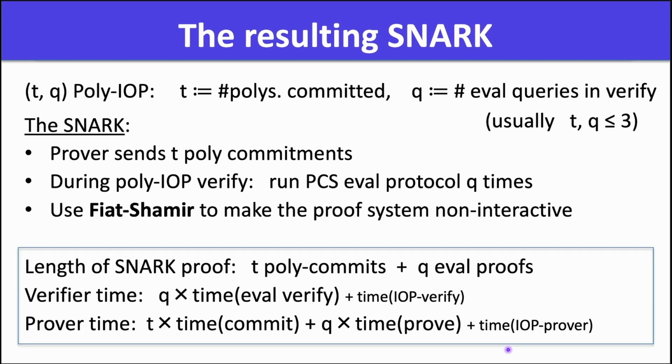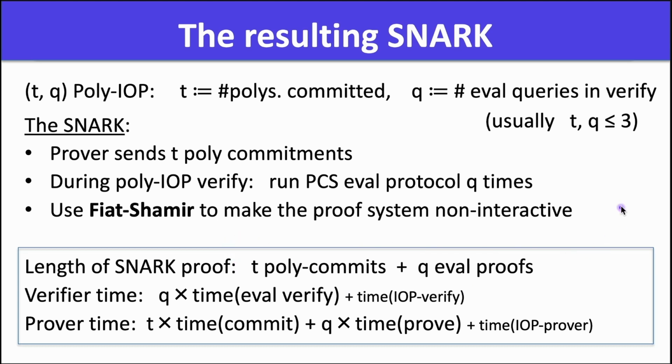And now you can see kind of the parameters of the final SNARK that we're going to end up with, where the proof itself is going to contain t polynomial commitments plus q evaluation proofs. The verifier's time is going to be dominated by verifying these q evaluation proofs, and the prover's time is going to be dominated by the time to compute t commitments and to generate q evaluation proofs. And since generally t and q are really small, you can see that the verifier's time is basically constant, meaning it's independent of the size of the circuit being proved, and the length of the proof is also constant, again, independent of the size of the circuit being proved.